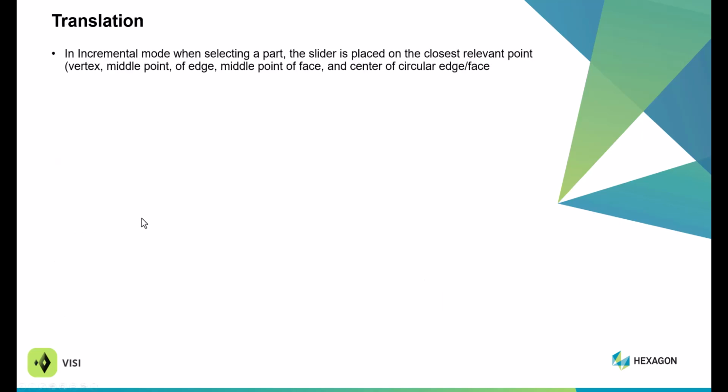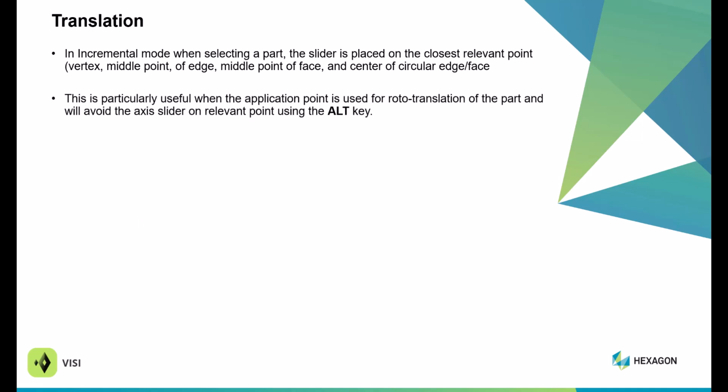There have been several enhancements to the translation command. In incremental translation, when you select a part, the slider is placed on the closest relevant point for your selecting the part. For example, the vertex, middle point, or edge, the middle point of a face, the center of a circle arc, and so on. This is particularly useful for applications like, for example, with a roto translation of a part where you will avoid having to use the slider axis to be able to do this.